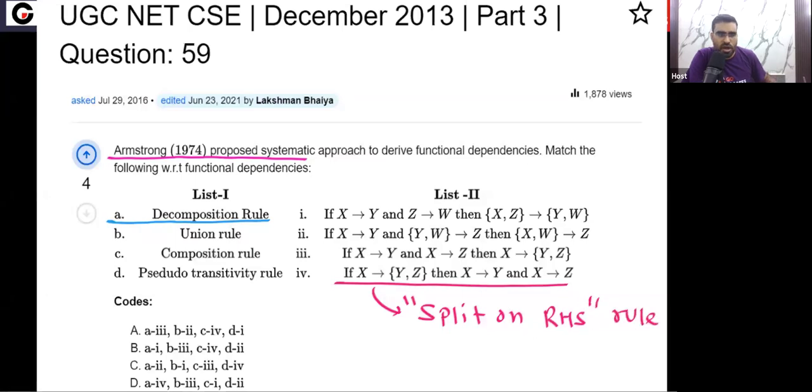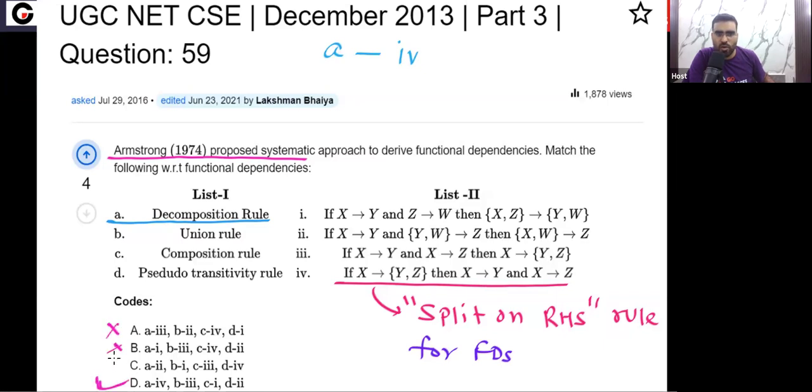This is your split on RHS rule for FDs. You can see this split on RHS rule. This is called the decomposition rule. So you can match like this: A will match with fourth. Now tell me which option is correct. Just check all the options. Let me know, which option is correct? The answer will be option D.